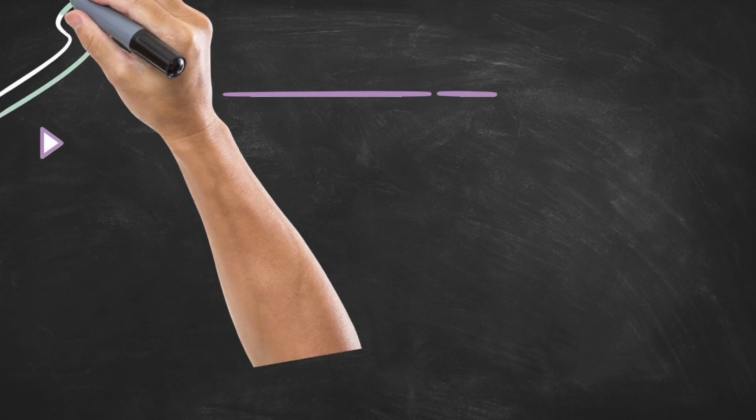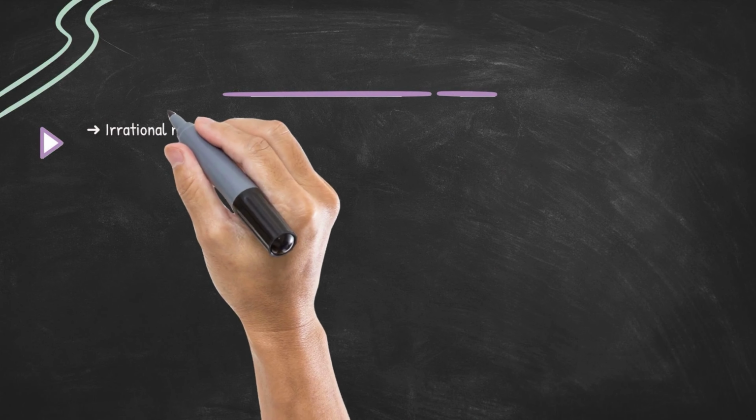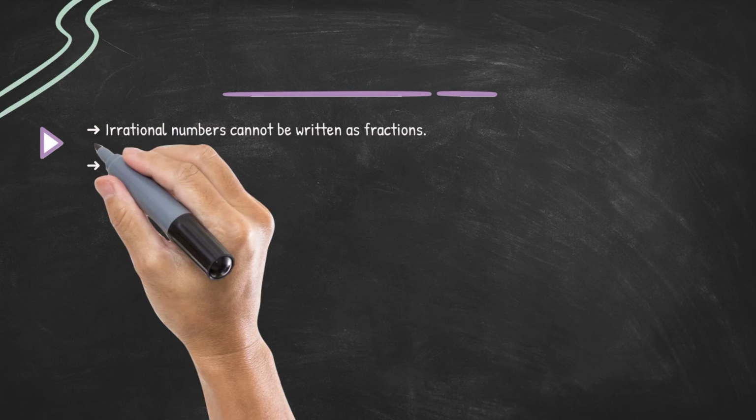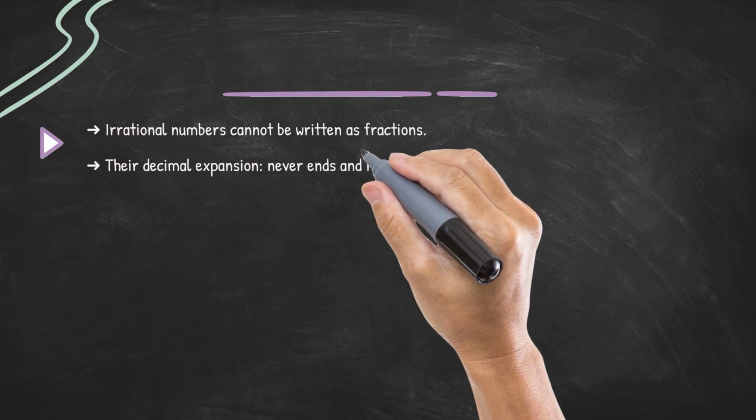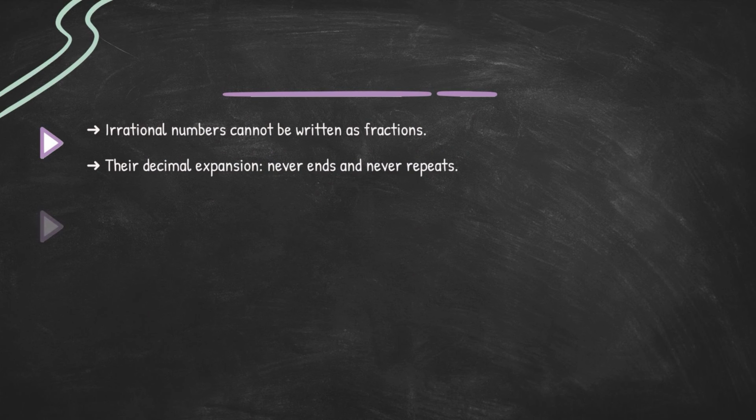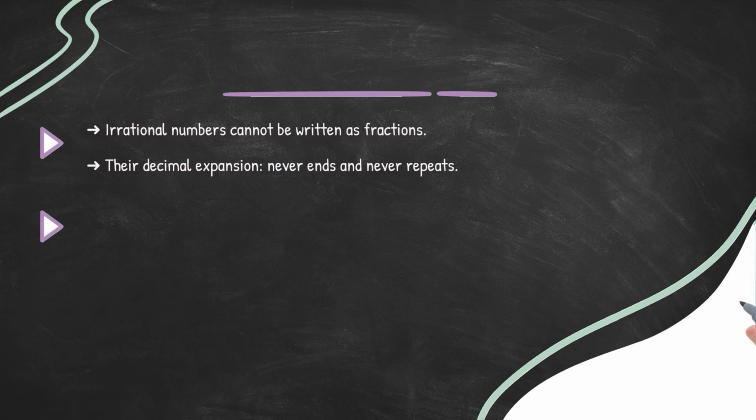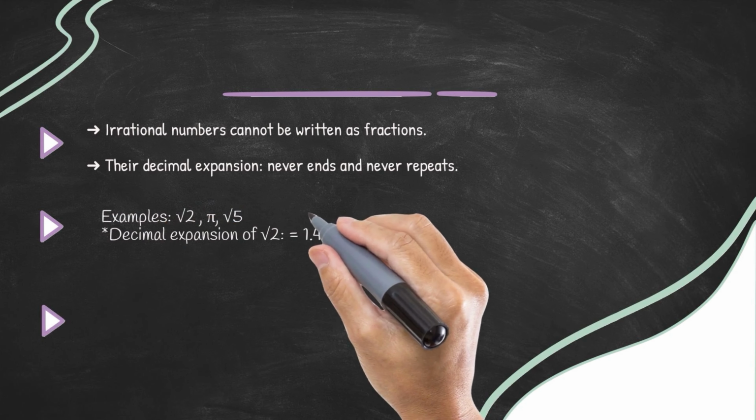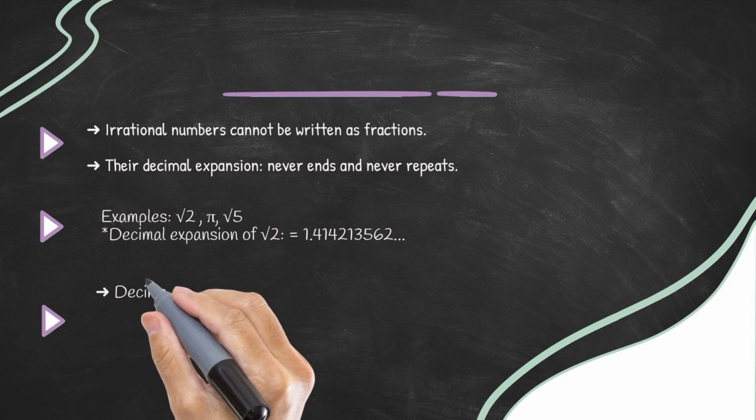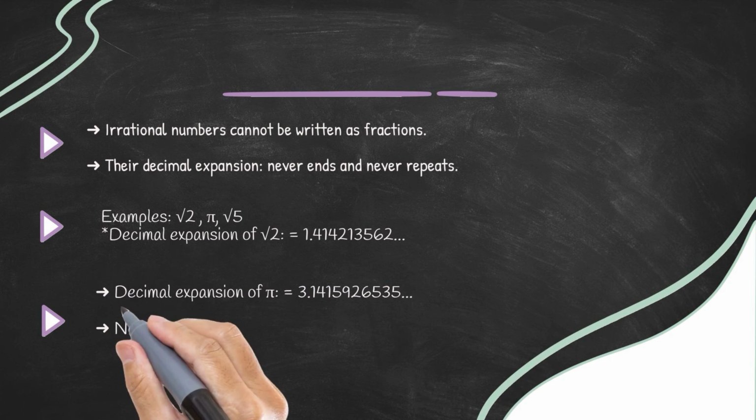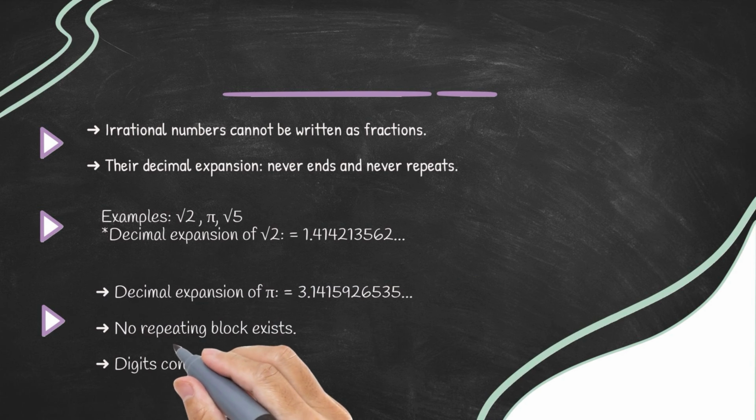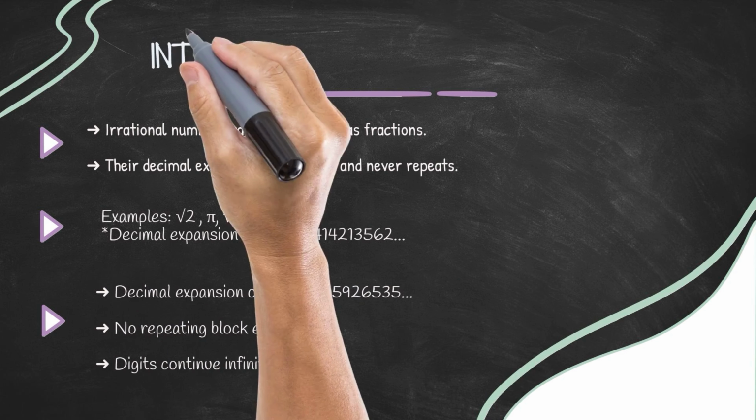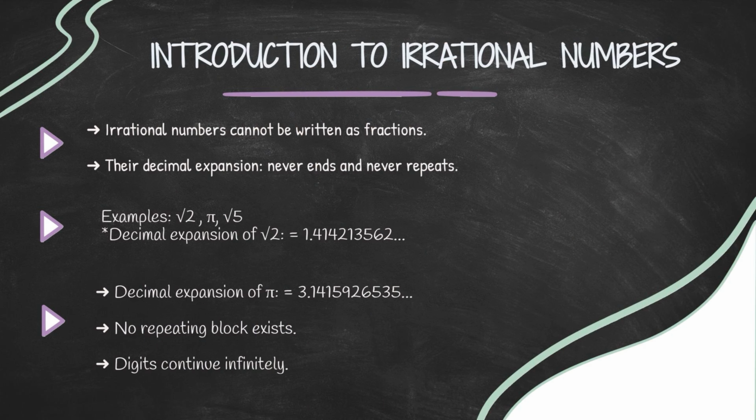Introduction to irrational numbers. Irrational numbers cannot be written as fractions. Their decimal expansion never ends and never repeats. Examples: square root 2, pi, square root 5. Decimal expansion of square root 2 equals 1.4142135562. Decimal expansion of pi equals 3.1415926535. No repeating block exists. Digits continue infinitely.